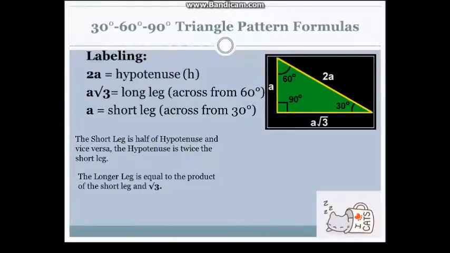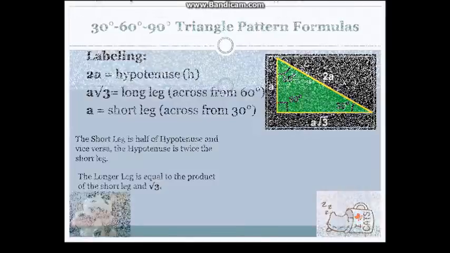Lastly, the shorter leg is denoted by a. The short leg is half of the hypotenuse and vice versa. The hypotenuse is twice the short leg. The longer leg is equal to the product of the short leg and square root of 3.